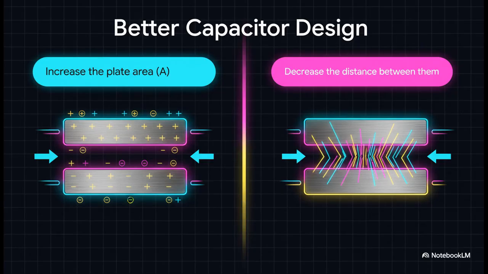So if you want to build a better capacitor, one that can store more charge, well, the physics gives us two simple levers to pull. First, make the area of the plates, A, as big as you can. And second, get those plates as close together as possible, shrinking that distance, D, without them touching. It's that simple. More area, less distance, more capacitance.